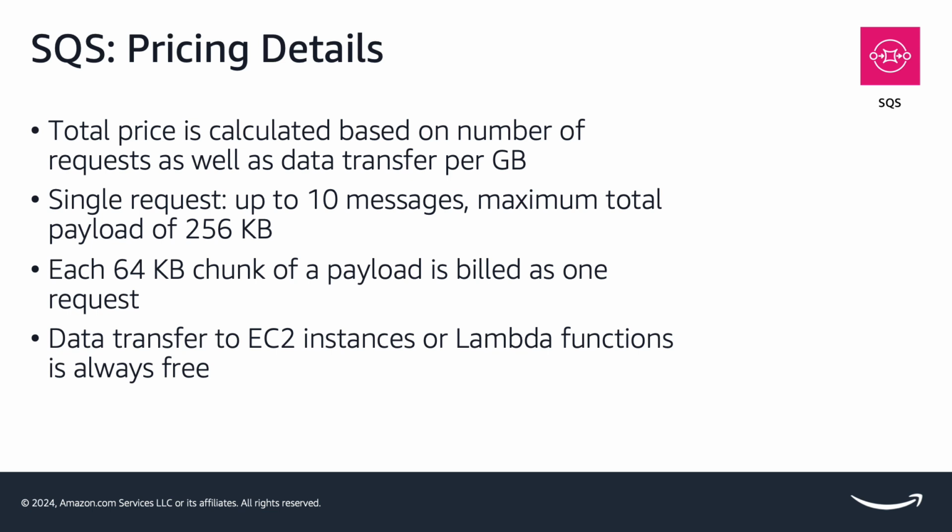Total price for SQS is calculated based on the number of requests as well as data transferred out of SQS per month. A request is an action that is performed on the queue, for example, retrieving or deleting messages. It is possible to retrieve up to 10 messages with a single request, with a maximum total payload of 256 kilobytes. Please be aware that each 64 kilobyte chunk of a payload is billed as one request. Data transferred to EC2 instances or Lambda functions is always free.